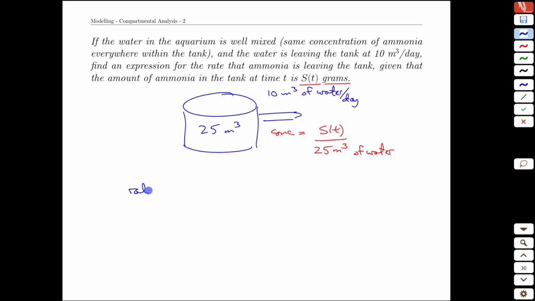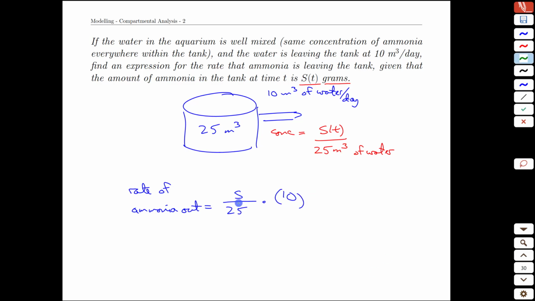Well then the rate of ammonia out is going to equal this concentration, which is S of T. We're just going to call it S. We typically don't show the T's at this point. We know the amount of ammonia is changing. It's going to be S over 25 times the 10 cubic meters per day.